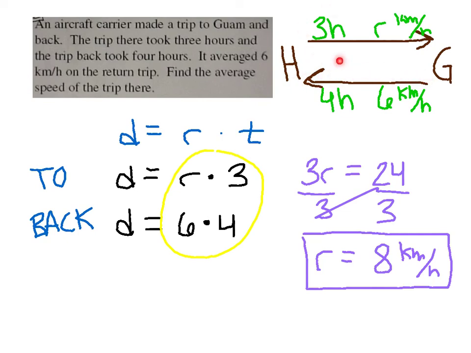So since it's taking less time to get there, we should be going faster on this trip than we did on the trip back. Since this answer is 8, it is bigger than 6. So that is a really good indicator on whether or not we did this problem correctly, and it is.